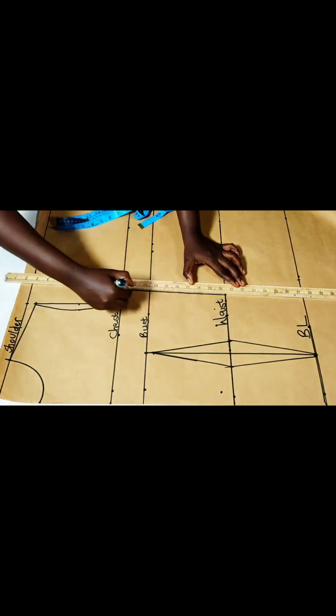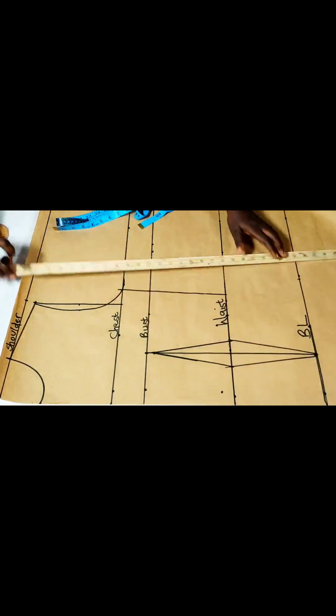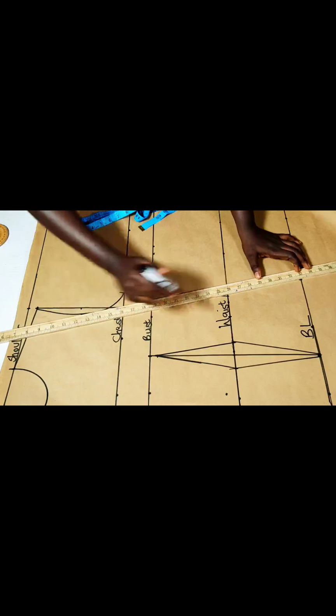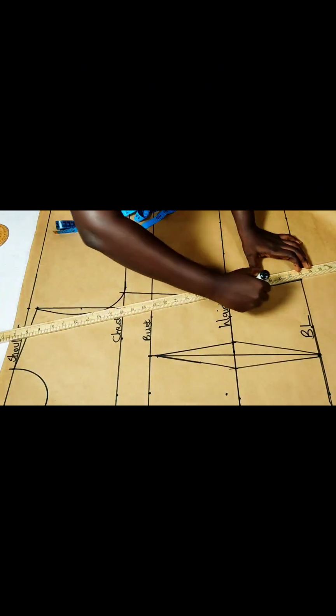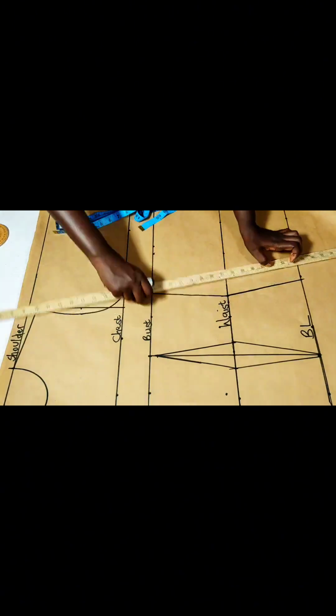Now it is time to connect the points. So I connected my waist to the bust and to the chest. Then I connected from the waist straight to my blouse length, like so. So now my blouse is ready. But it is not totally ready.